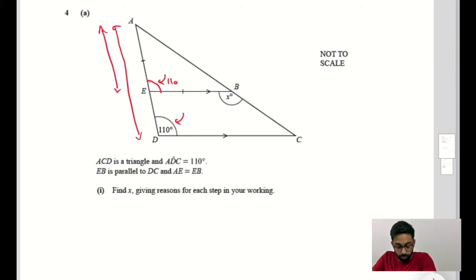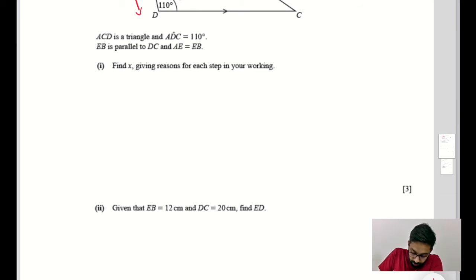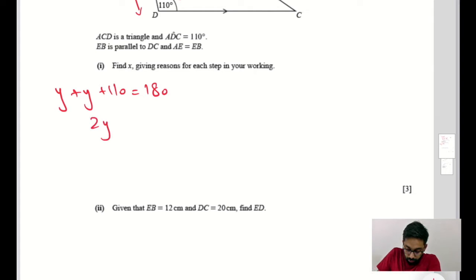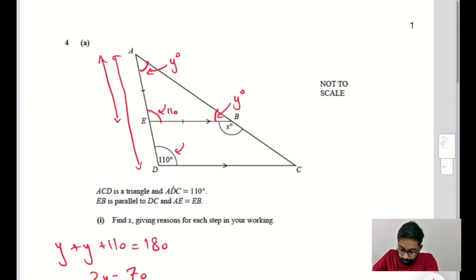Now another thing to notice about this triangle is that AEB is an isosceles triangle. That means that this and this angle, both of them are the same. So let's assume that this is y degrees and then this is y degrees as well. So in order to find this, we do y plus y plus 110 and all three angles should be equal to 180. So you do 2y equals to 180 minus 110, which is 70. So y comes out to be 35 degrees. So this right here is 35 degrees.